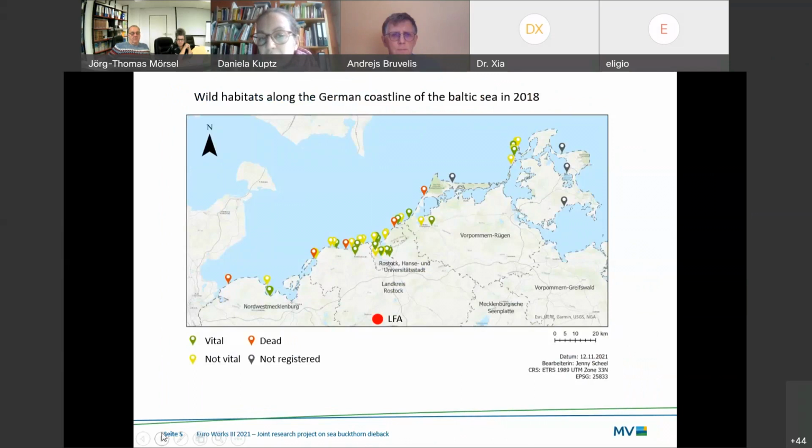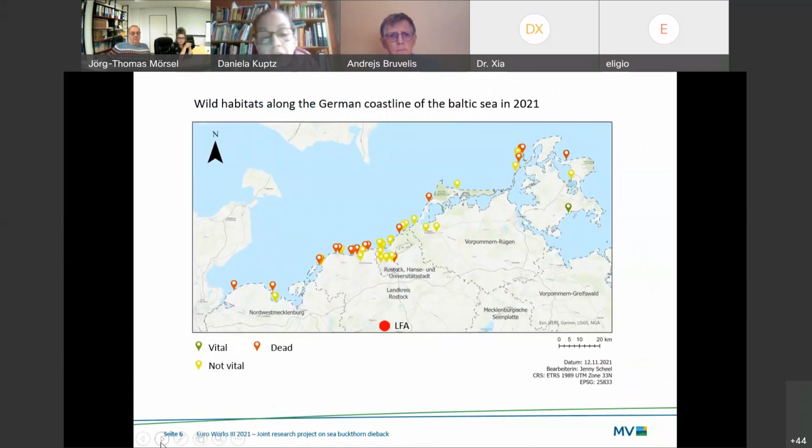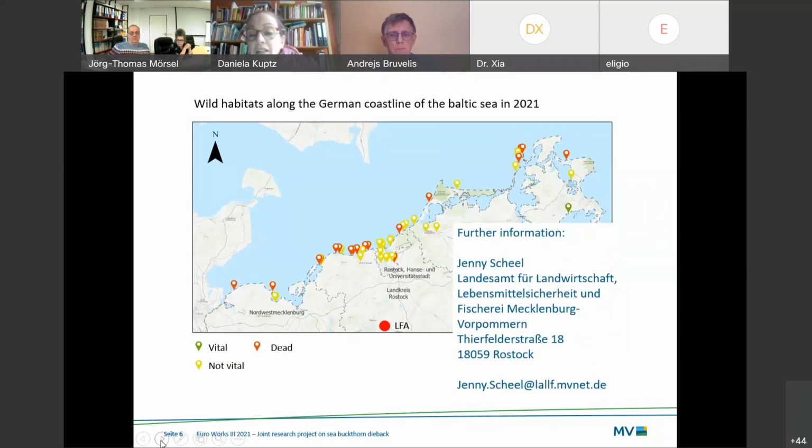On this map, you can see the wild habitats along the German coastline of the Baltic Sea, and this is a control of 2018, and you see a lot of green, little sites, but also some already dead habitats. If we go further on to this year, you can see there are a lot more dead ones and only one green one left. For further information, you can contact Jenny Scheel.